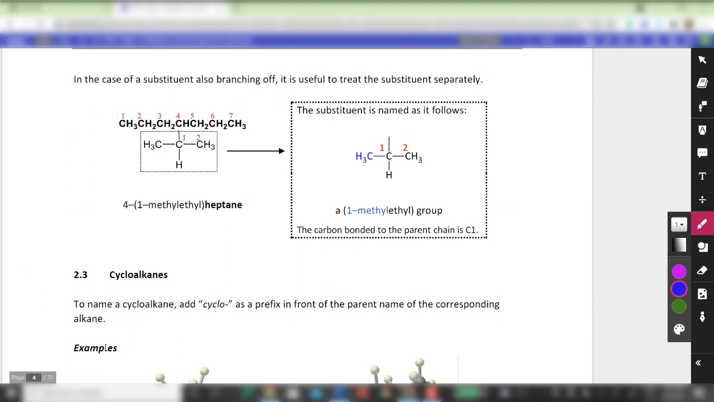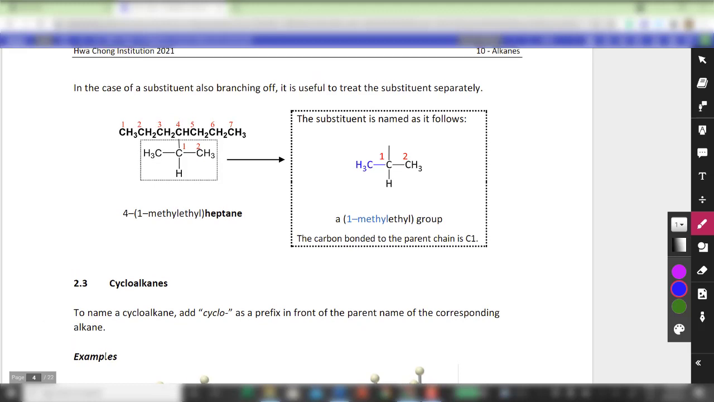I don't think I will go into details in the naming for this, because probably in the real assessment you might not get something so complicated. Like for example, in this case, we have this seemingly complicated naming group. We call it 1-methylethyl group. Actually this group has a common name in organic chemistry. It's actually called isopropyl.